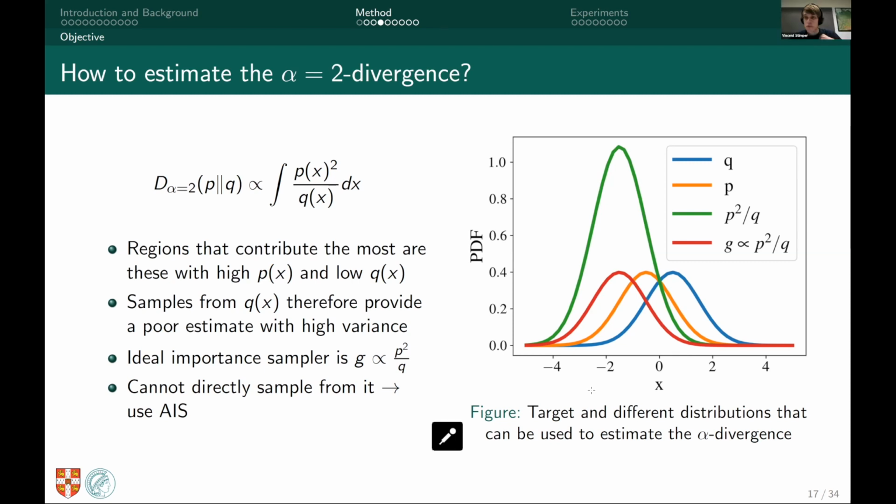By the way, the derivation of the optimal target for any alpha value for the alpha divergence is also in the appendix of our paper.